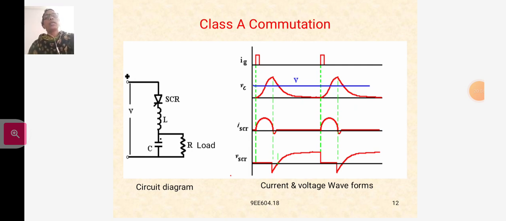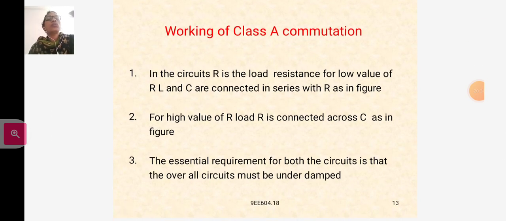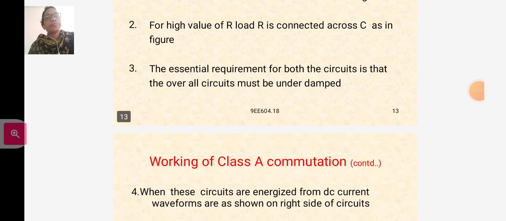So here this diagram is the connection of L and C in series, and R will be connected in parallel to the capacitor. In the circuit, R is the load resistance. For a low value of R, L and C are connected in series with R. In this figure, for a high value of R load, R is connected across C as shown in the figure. The essential requirement for both the circuits is that the overall circuit must be underdamped.